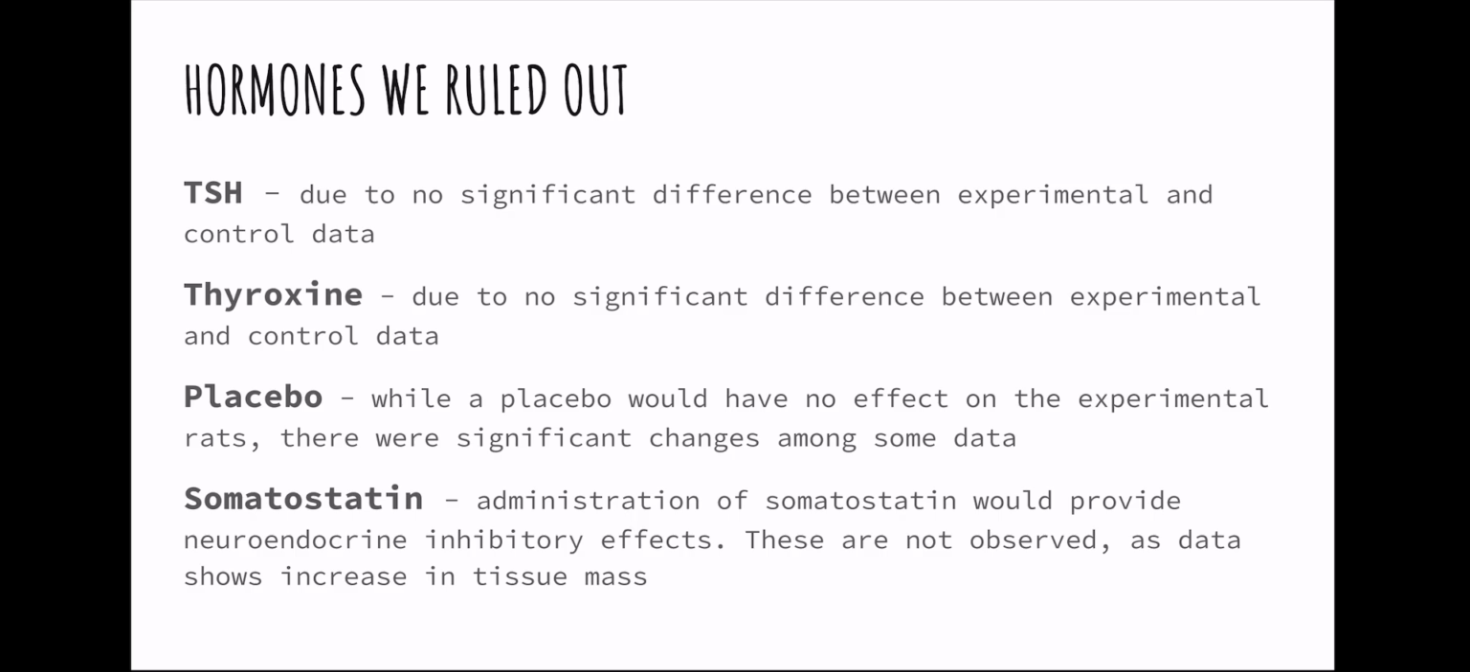So we have TSH and thyroxine, which both had no significant difference between the experimental and control data. So we knew right off the bat that they both were not our hormone. And then going into placebo, placebo would have no effect on the experimental rats, but there were significant changes among some of the data that we did have. And then lastly, somatostatin. The administration of somatostatin would provide neuroendocrine inhibitory effects. These are not observed as data shows increase in tissue mass.